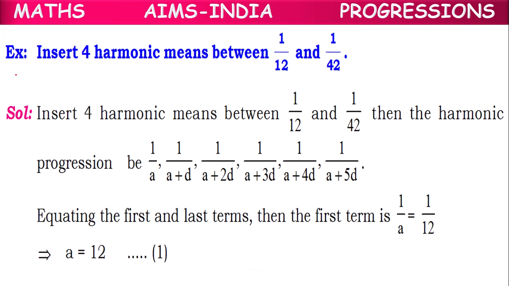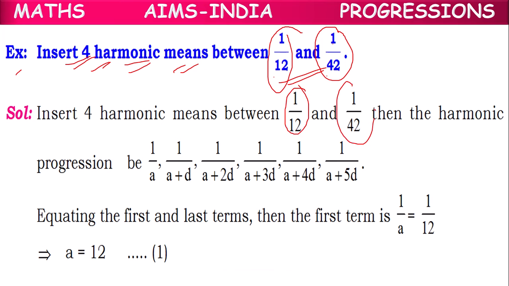Next one, another example. Insert 4 harmonic means between 1 by 12 and 1 by 42. Between 1 by 12 and 1 by 42, we have to insert 4 harmonic means.